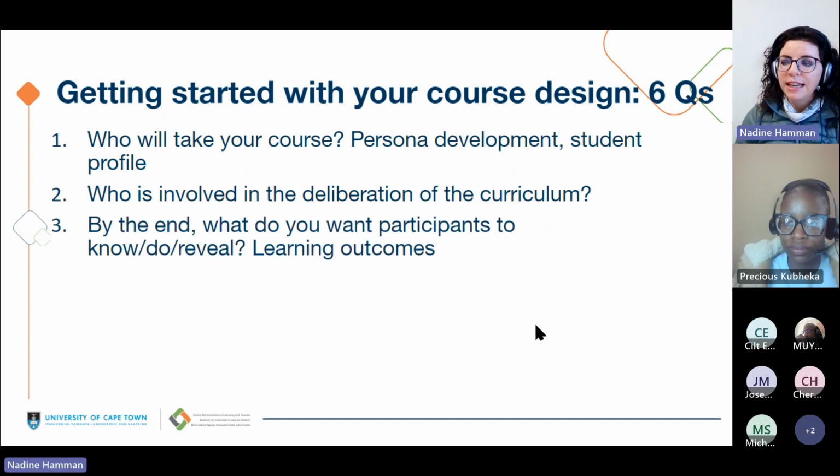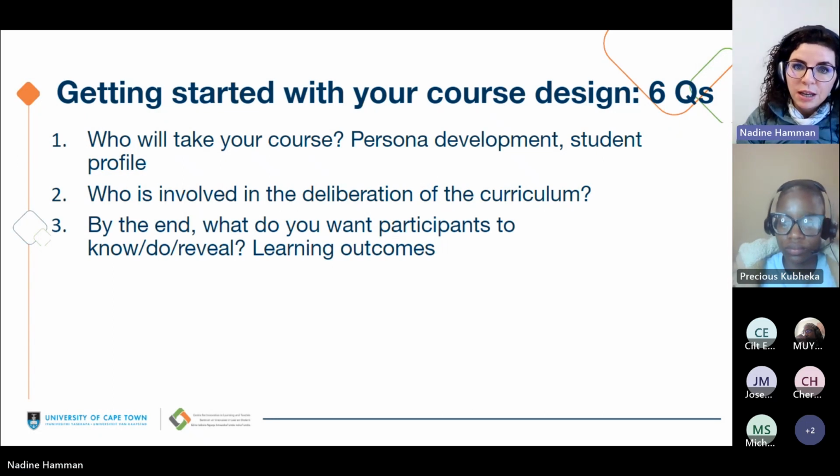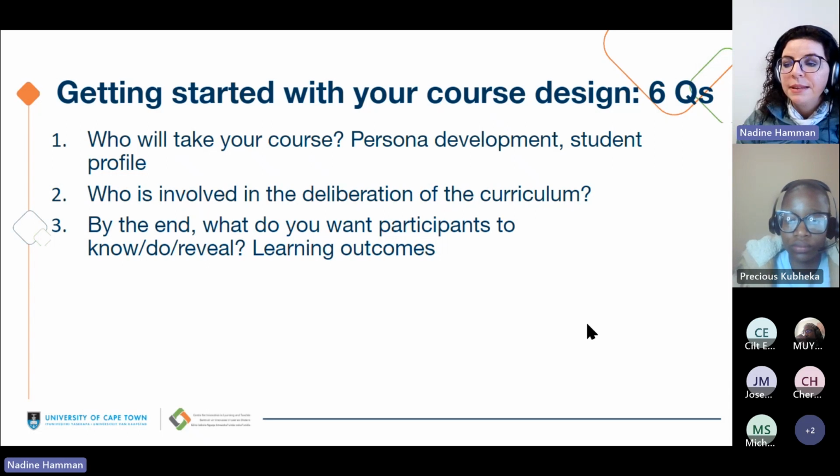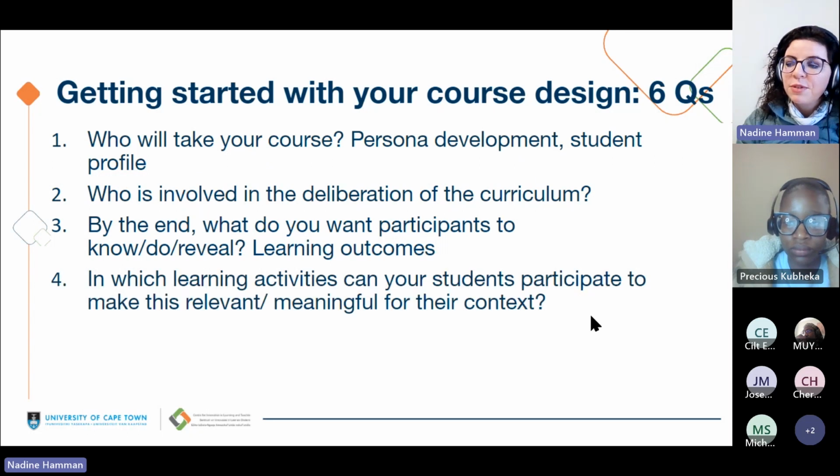The third one is by the end, what do you want participants to know, do, reveal? And we're going to look at that through those 3 levels in today's webinar. So basically, you are creating learning outcomes. The fourth one, in which learning activities can your students participate to make this relevant or meaningful for their context? Not just the context that you refer to, but are you thinking through various scenarios that they could consider?